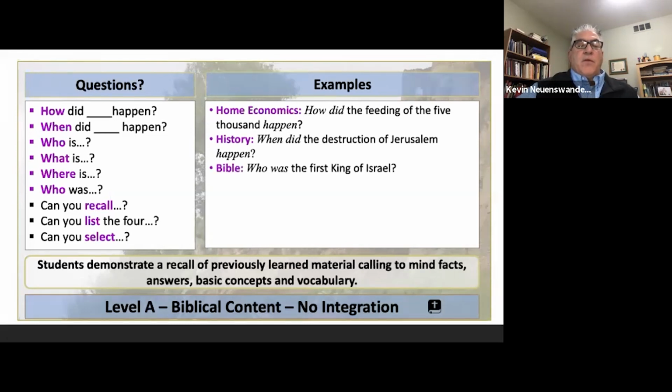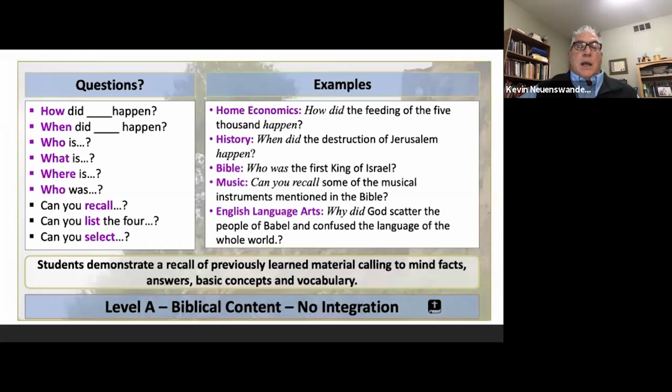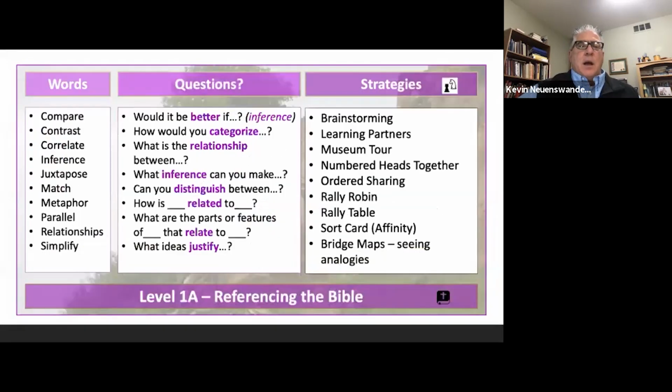So Bible: who was the first king of Israel? Music: can you recall some of the music instruments mentioned in the Bible? English language arts: why did God scatter the people of Babel and confuse the language of the whole world? Now, if that was an inference, that would be a higher order thinking. However, it tells us plainly in the Bible why God did that. So they're not making an inference. So lowest level. So that's level A.